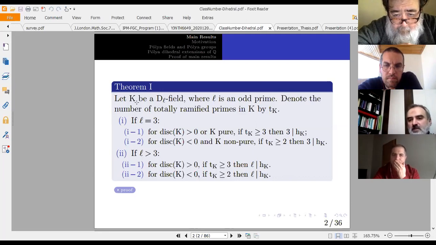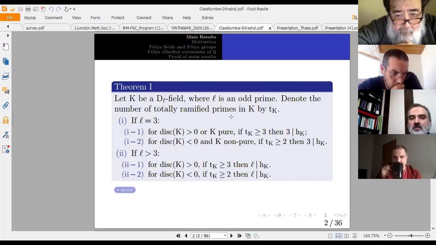So we thought that maybe the simplest non-abelian case is the dihedral case. In other words, this field is a D_L field, with Galois group the dihedral group of order 2L, where L is an odd prime. For this case, assuming some bound on the ramification, we can prove some divisibility for the class group.